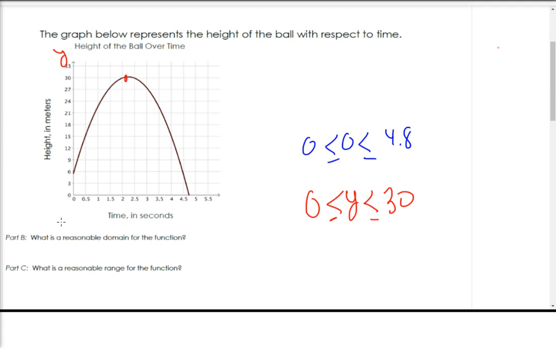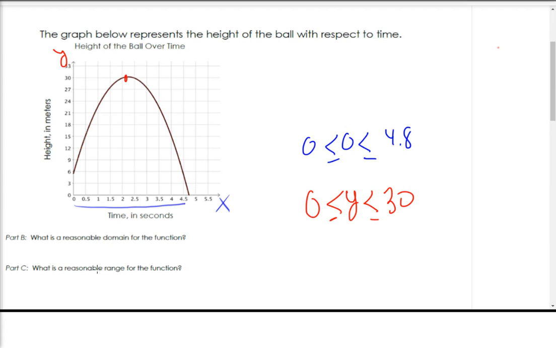All right, so the domain is you're going to be referencing this x-axis. A reasonable domain: this is the height of somebody throwing the ball, and it touches the floor after 4.8 seconds. So the domain is from 0 to 4.8. We reference the x-axis.